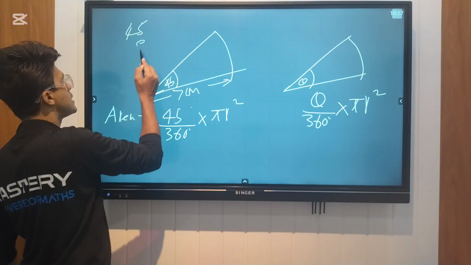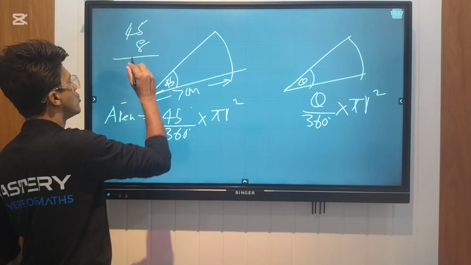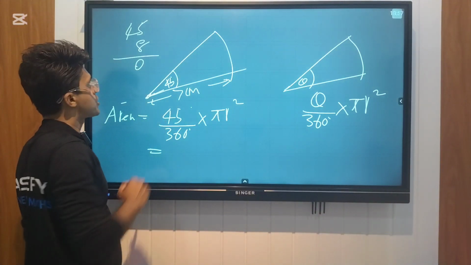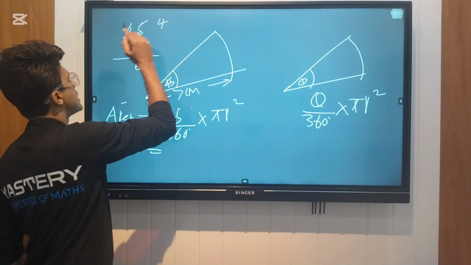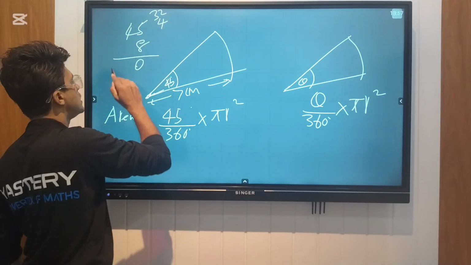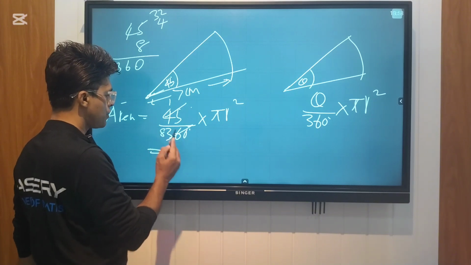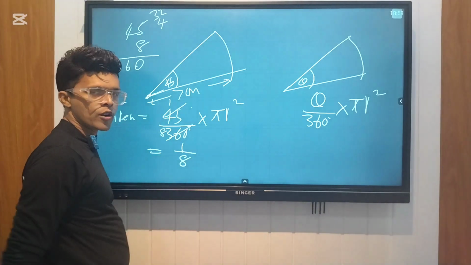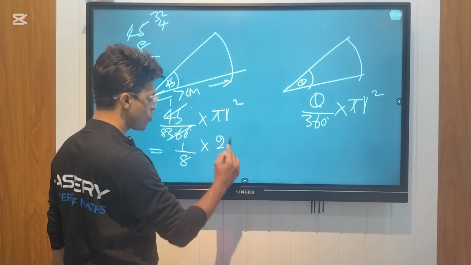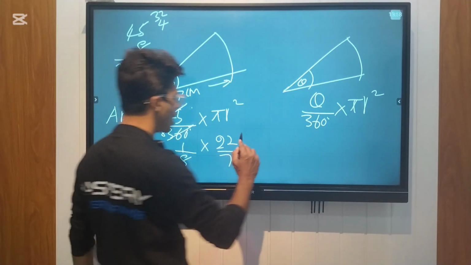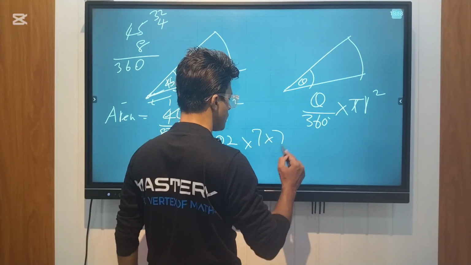45 times 8 equals 360. 8 times 5 is 40, remainder 4; 8 times 4 is 32 plus 4, 36. So this can be simplified as 1 over 8 times π, which is 22 over 7. R is 7, so 7 times 7.